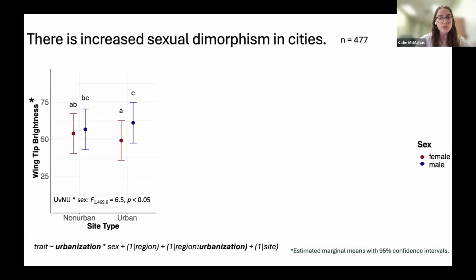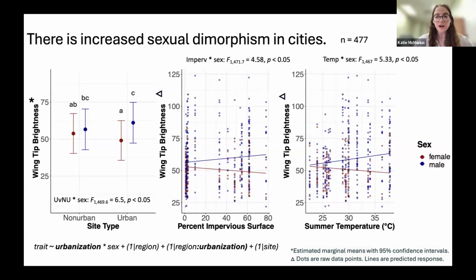And interestingly, when we look at pigmentation, we don't see an effect of urbanization on pigmentation within sexes. So urban males have the same pigmentation as non-urban males. But what we do see is an increase in sexual dimorphism in the urban populations. So for the wingtip, we see a difference between urban males and urban females that we're not seeing in the non-urban population. And when we look at this with our continuous predictors, we can kind of see what's going on.